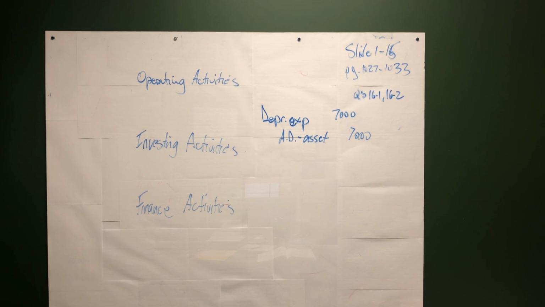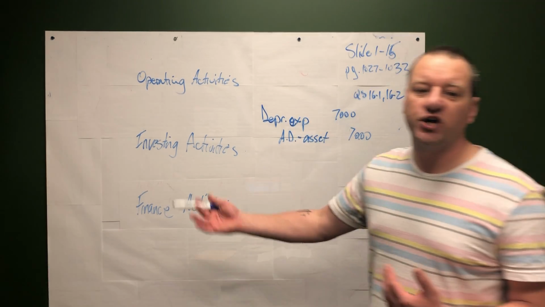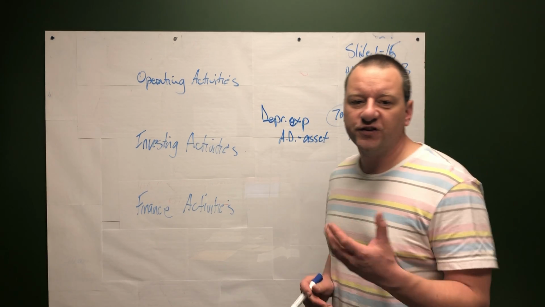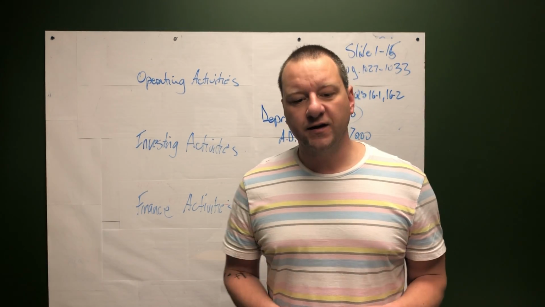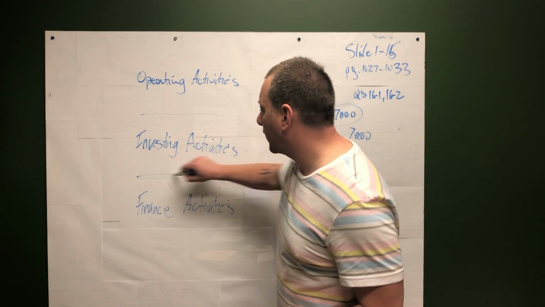Why? Well, we don't write a check out to cash or to depreciation expense for this. So this is non-cash, so we'd add that back. That's just one example of a non-cash transaction, and we're going to get into that when we go into detail into each section, okay?